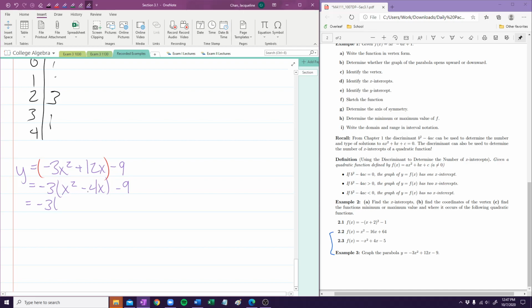Now, okay, I want to find a perfect square trinomial. How am I going to do that? I'm going to use this b over 2 quantity squared. B in this case is negative 4, so this is negative 4 over 2 quantity squared. So this is negative 2 quantity squared, so this is 4. So I'm going to add 4, now I'm going to subtract 4.